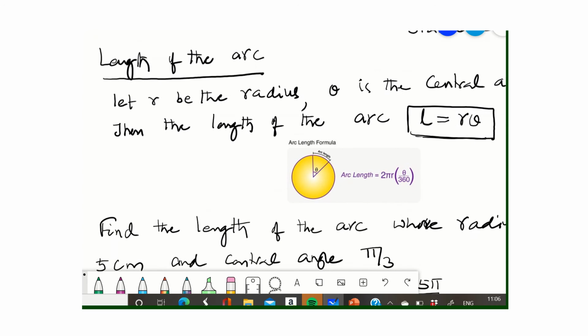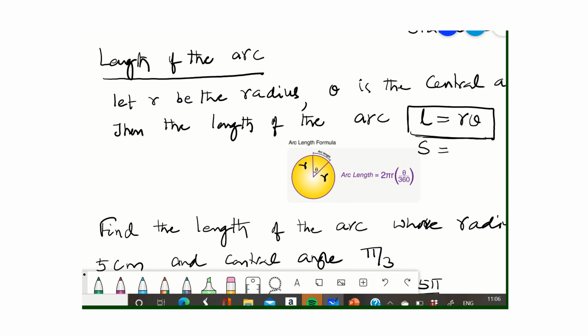So come to the next one, length of the arc. So you can see in the picture here, r is the radius of the circle. Theta is the central angle. Then the length of the arc, nothing but L, or you can say S, is equal to radius times angle at the center. So r times theta.